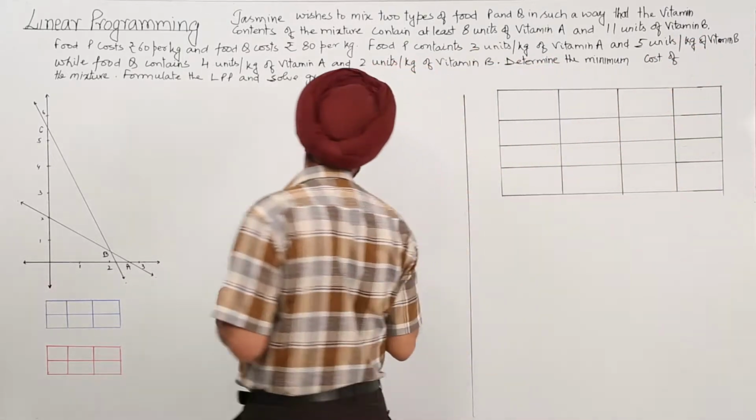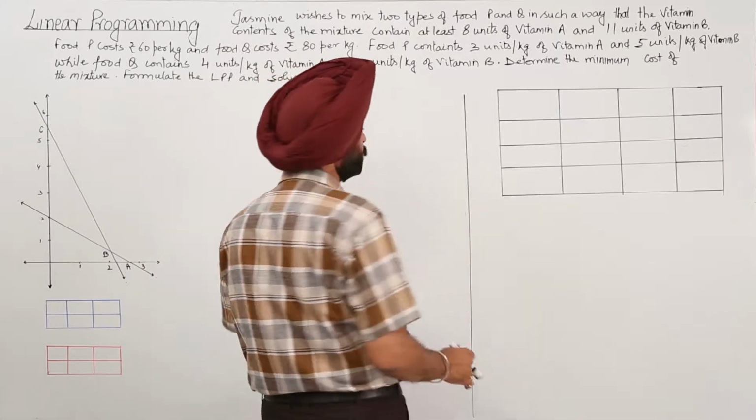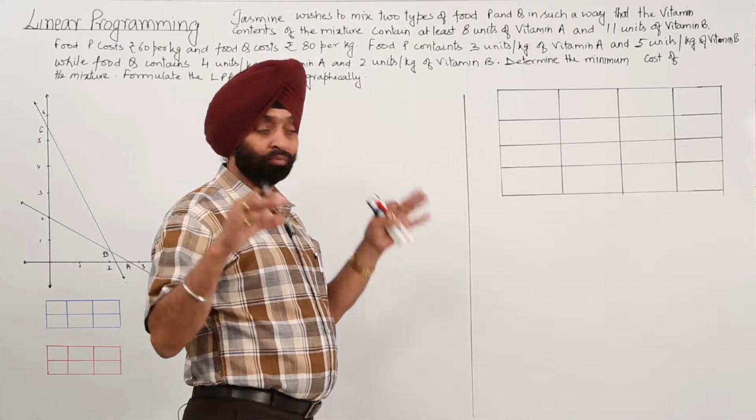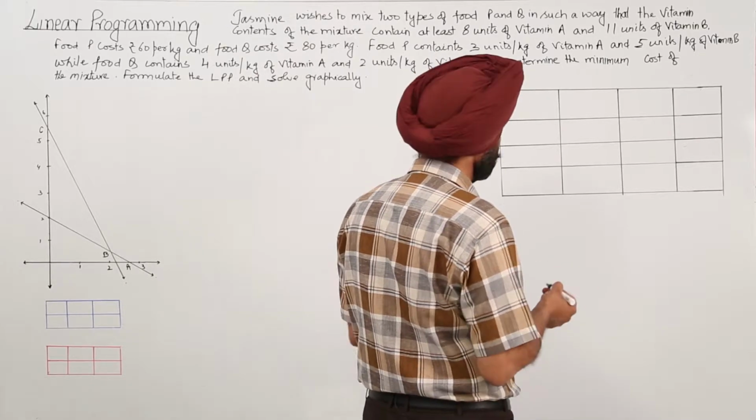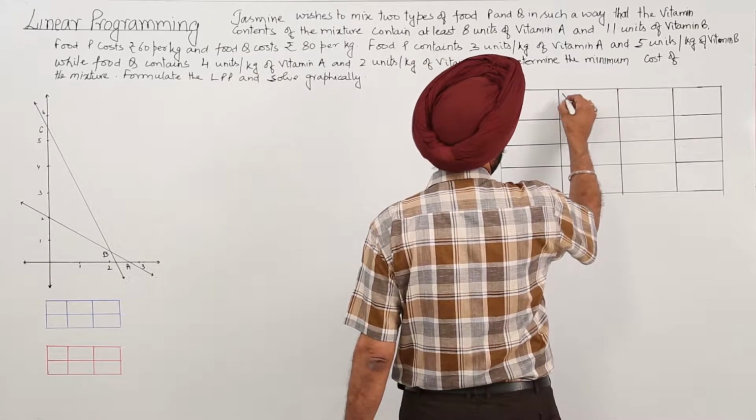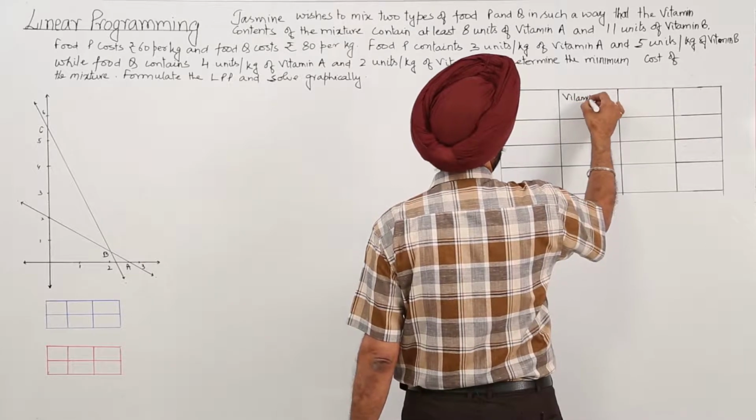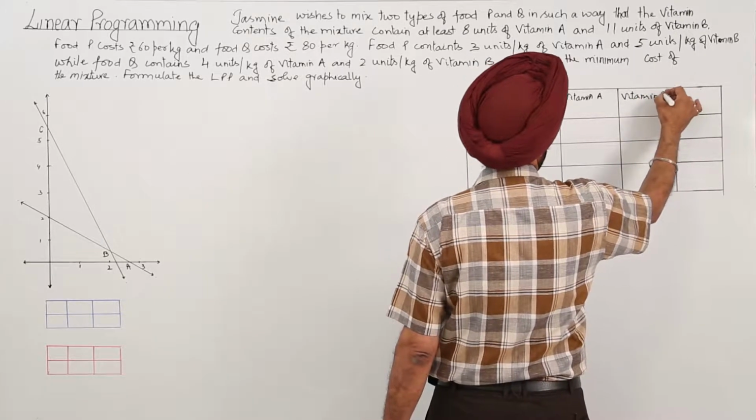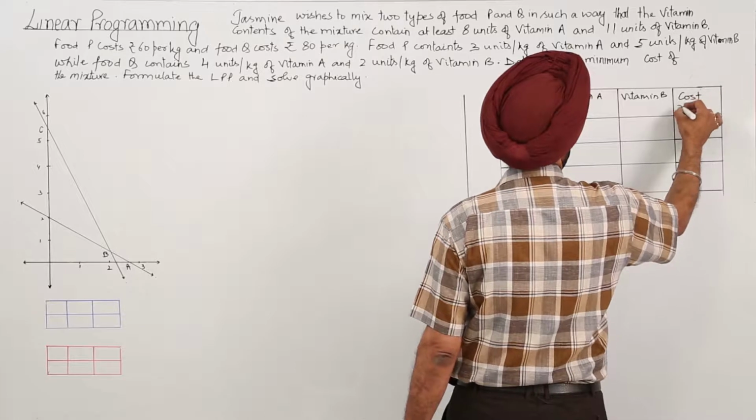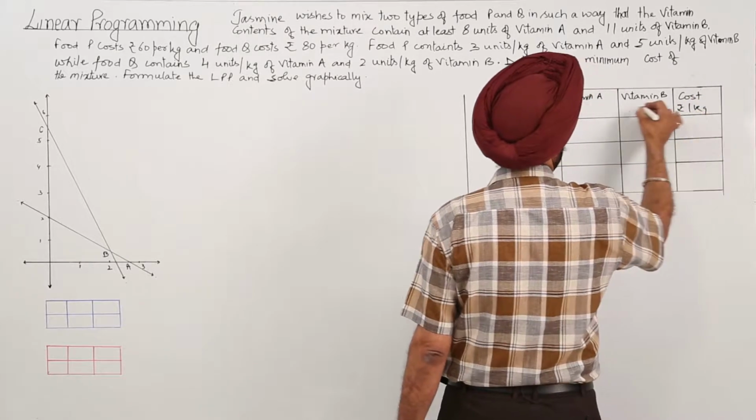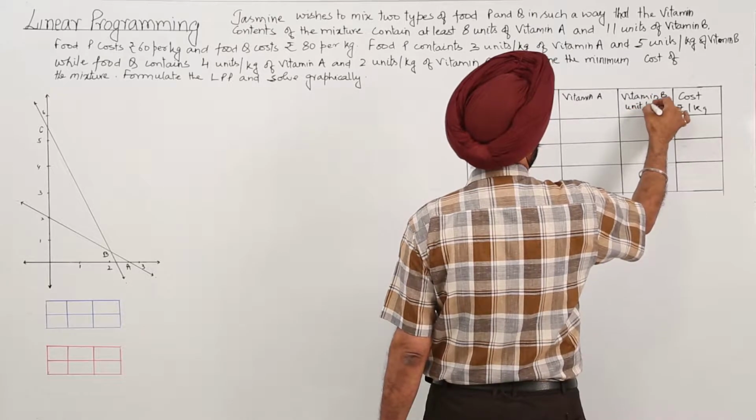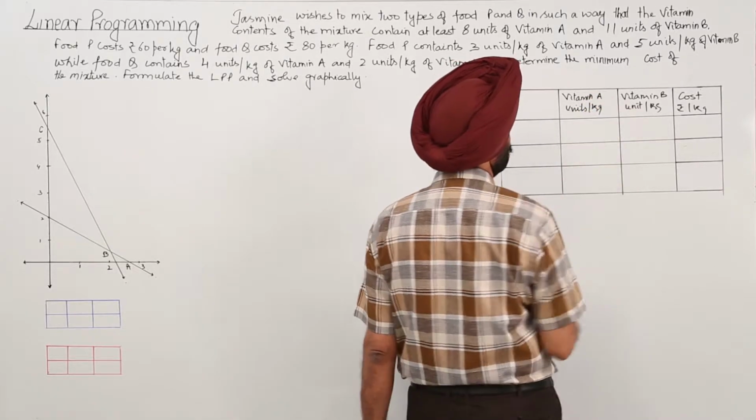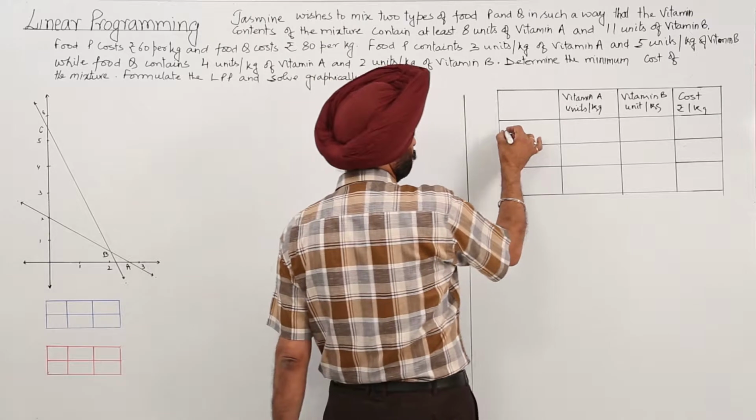Now, I have made here two things, a table and a rough sketch for the graph which we are going to make. Why have I made a table? Just to make the question more interesting and easier. Now, we can fill it in here. Let this be vitamin A, vitamin B, and this is cost. Cost is in rupees per kilogram and vitamins are in units per kilogram.